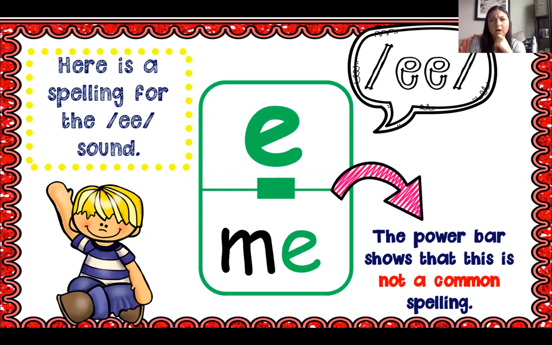Let's look at my power bar. Am I going to see this a lot or not so much? Not so much. The power bar is small. It's not a very common spelling for this sound E.